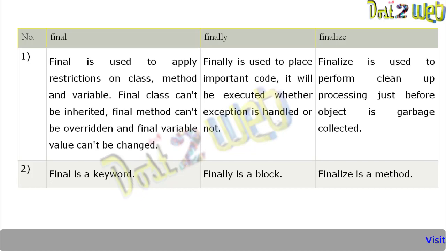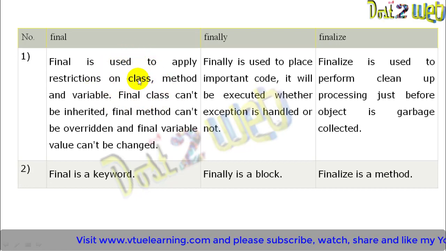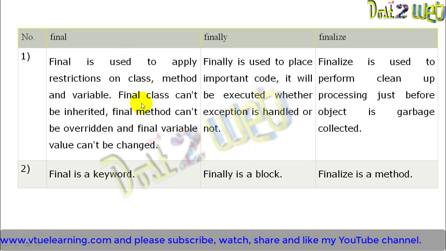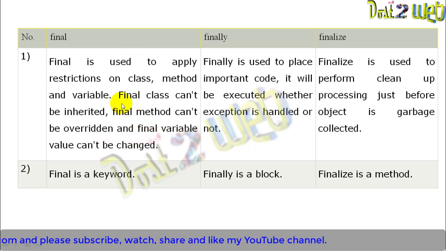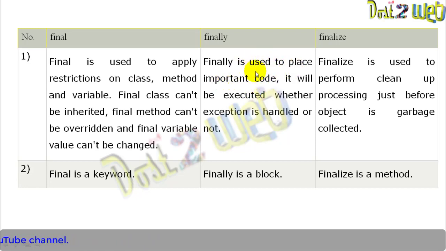Next, final, finally, and finalize. So what is final? Already you have used it, right? The final keyword is used to apply restrictions on a class, method, and variable. A final class cannot be inherited. A final method cannot be overridden. A final variable cannot be changed. Now finally: it is used to declare the important code, and it will be executed whether the exception is handled or not.